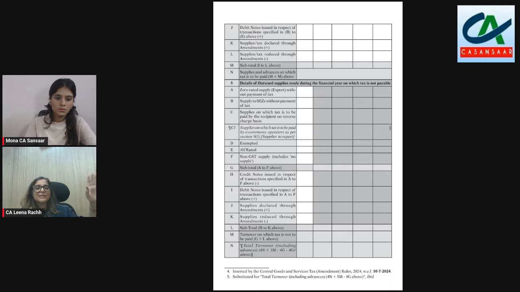Just because the ECO is making payment of tax, one does not get exempt from the liability of reporting these. We are required under the new 9C. These figures are also required to be reported. So these are the major changes that have been brought about in the GSTR 9 9C.